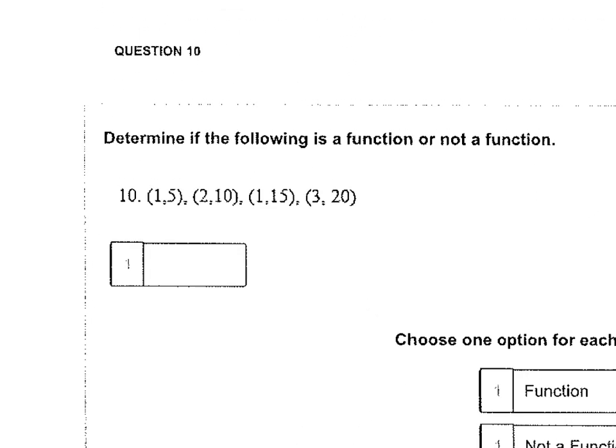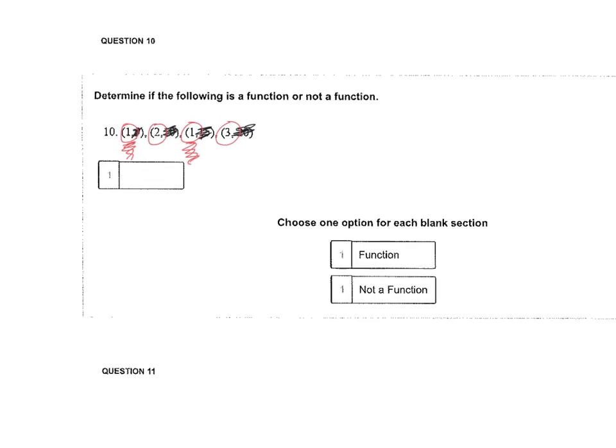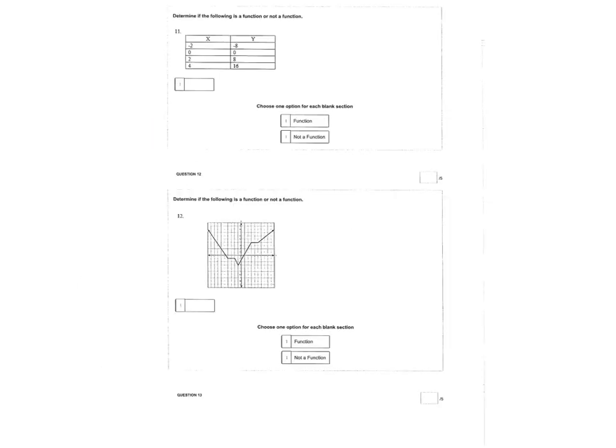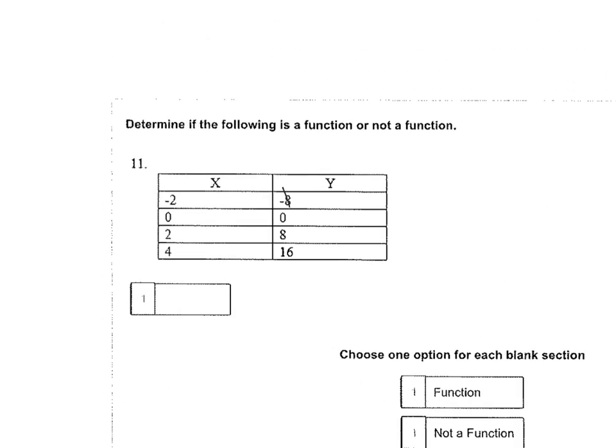Same thing on these, function or not a function. I'm going to get rid of the Y's so I'm not distracted. I've got 1, 2, 1, 3. I've got 2 number 1s. So those repeat, so that means it's not a function. Same thing here, I do not need these numbers. Only looking at these.